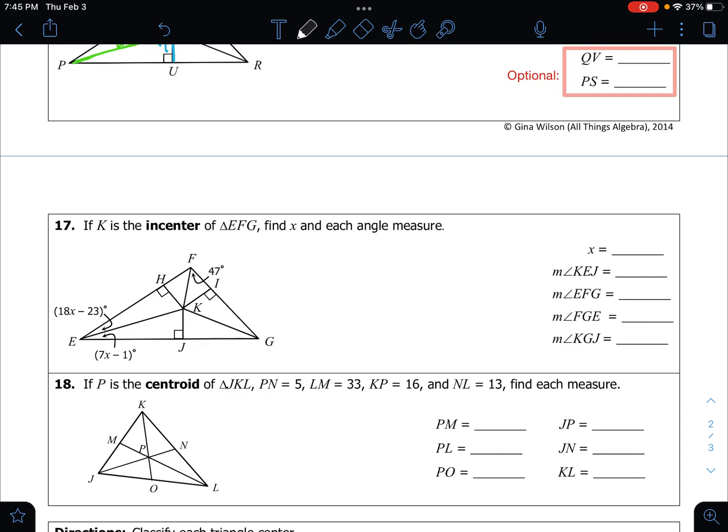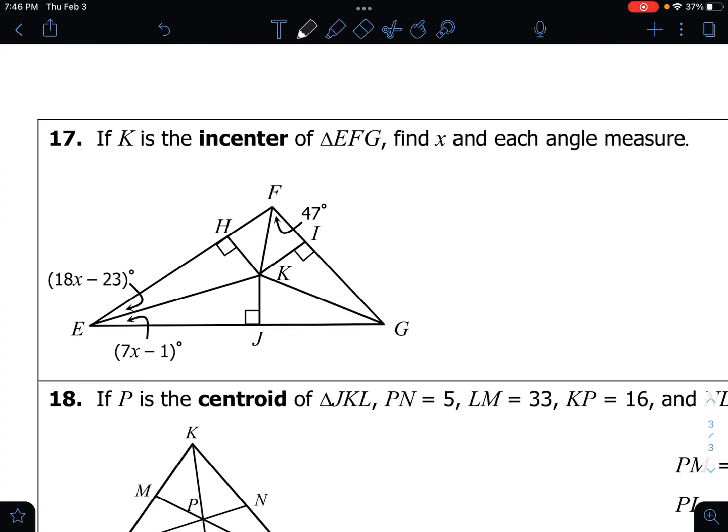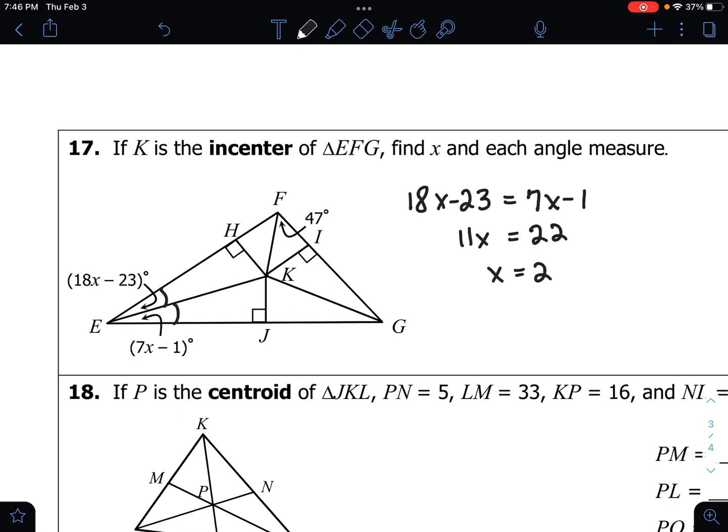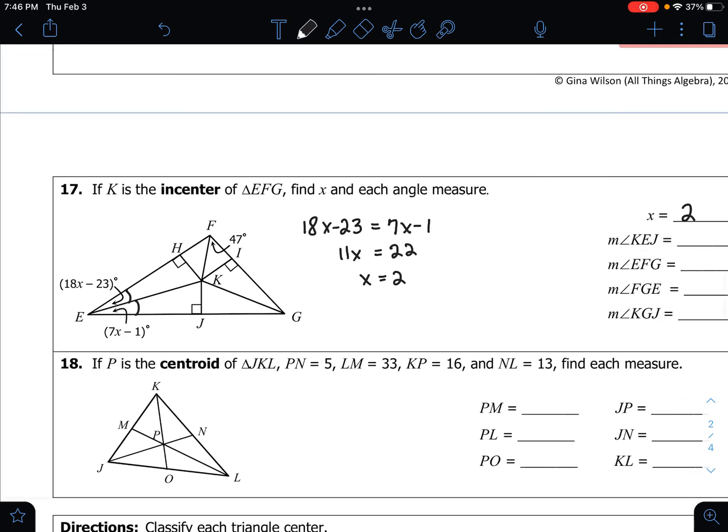All right, so number 17, again, we have incenter, which means we're dealing with an angle bisector. So, let's see what we got going on up in here. All right, so this 18x minus 23 is equal to the 7x minus 1 because part equals part. Both of these angles are congruent. Subtracting 7x from both sides, I get 11x. Adding 23 to both sides, I get 22. Dividing both sides by 11, I get 2 for x. So we found x, and that's 2.